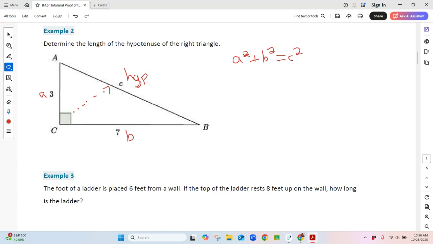Okay. Done. Step 3, or our CFS 3, is substitute and solve. A was 3. B is 7. Some makes it easier at some point. And C is still C. We don't know C yet. Oh boy.